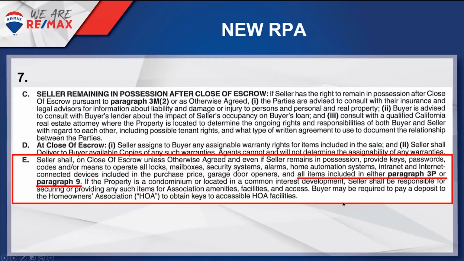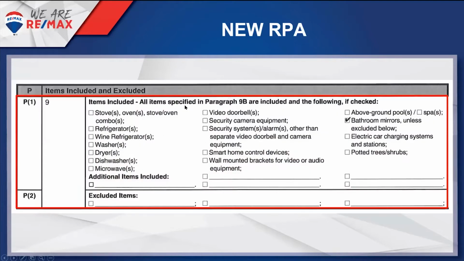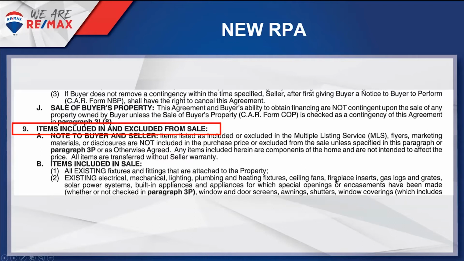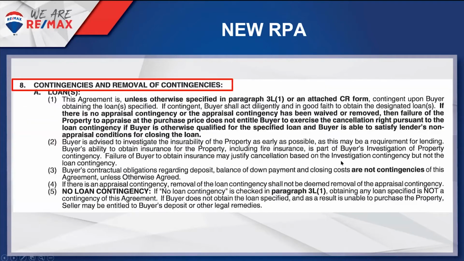Okay. All the items included in paragraph 3P, which is all the personal property items that are included in the sale, are also provided when possession is given. Items included and excluded from the sale. So we just talked about possession, and we did mention that the items that are included are given to the buyer when the seller gives possession. But what is included and what is excluded from the sale?